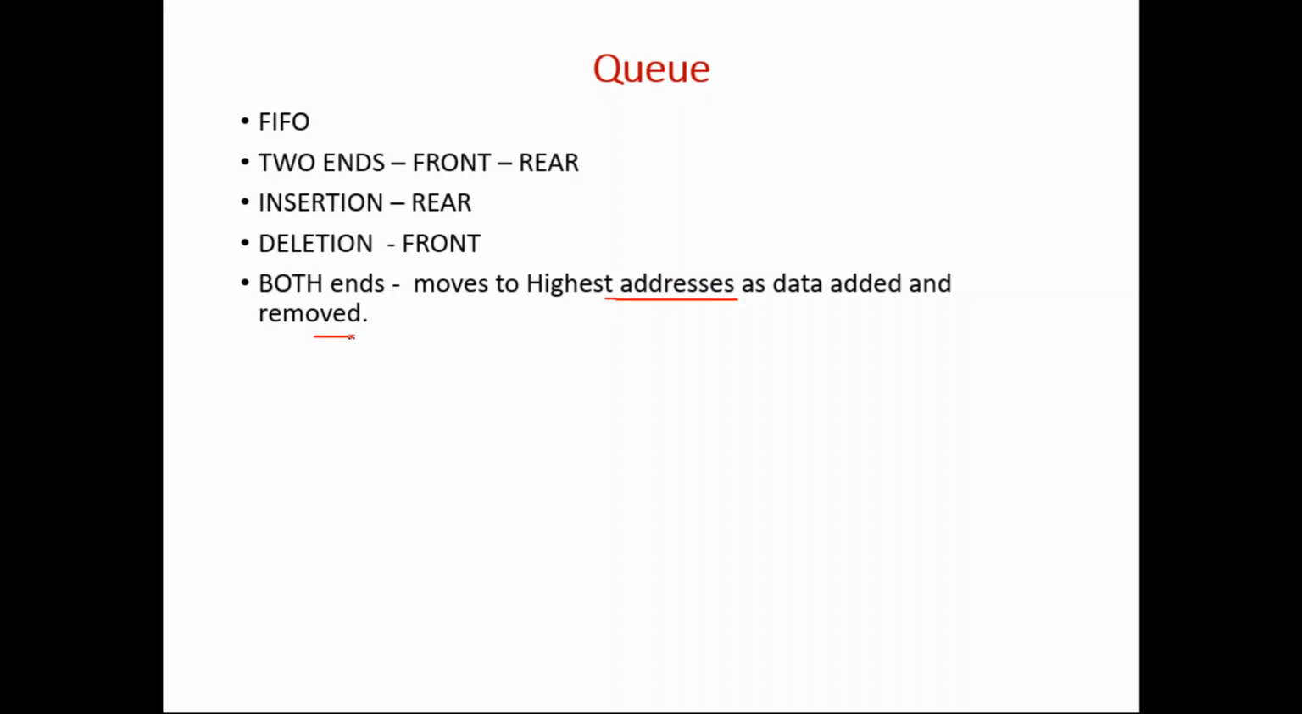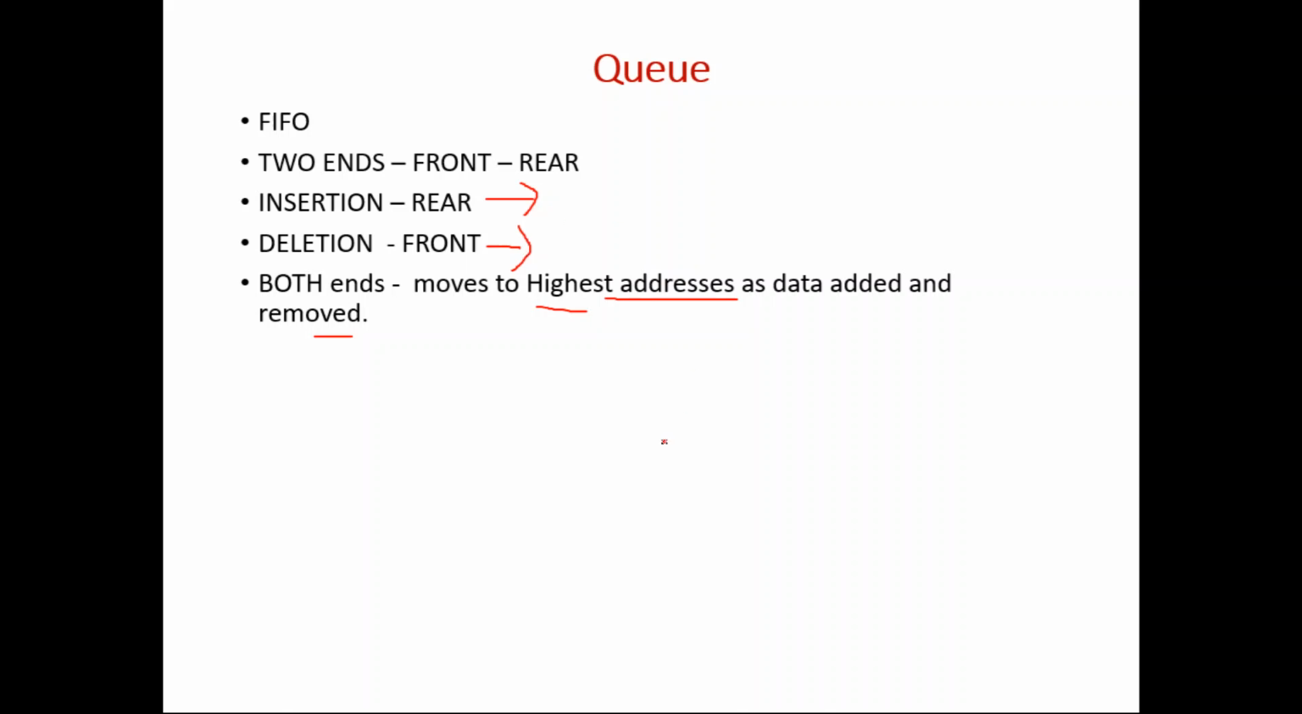What does it mean? For example, when you add something to the queue, you increment the rear. So as you add more elements, the value of the rear address moves from a lower address to a higher address when you insert. When you delete, the front address will also increase from lower to higher.